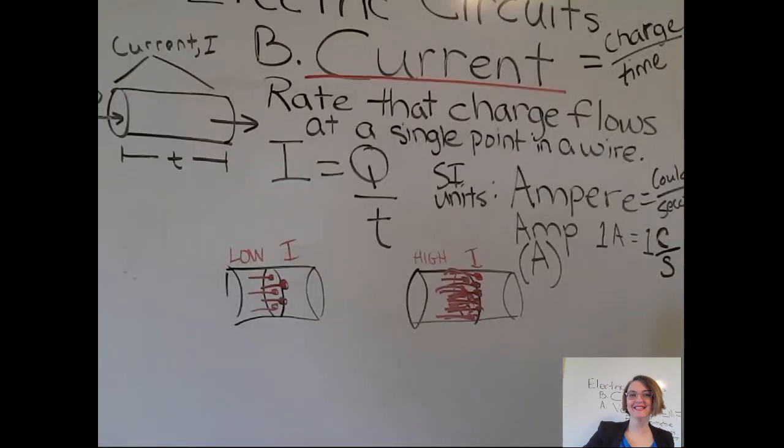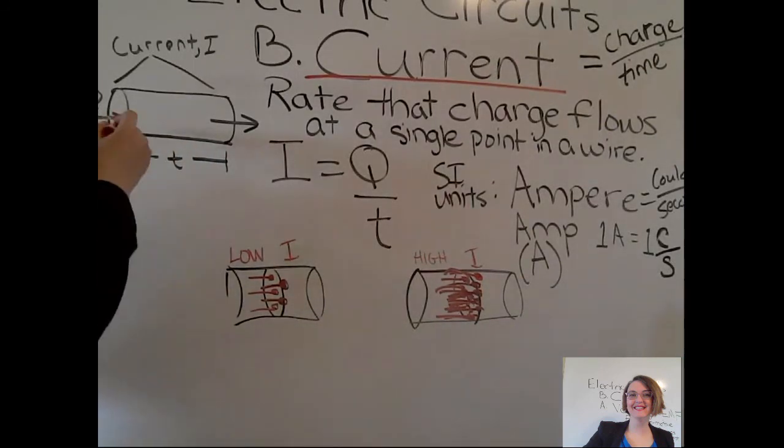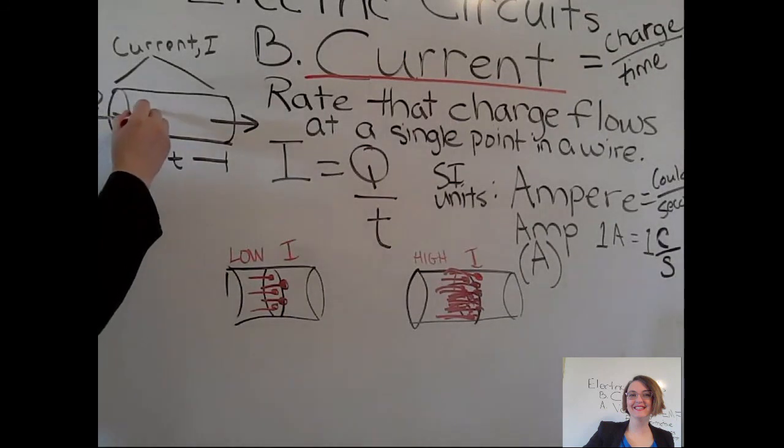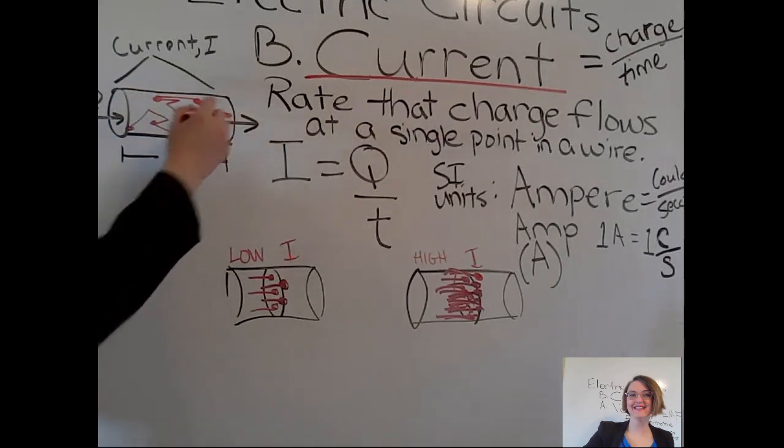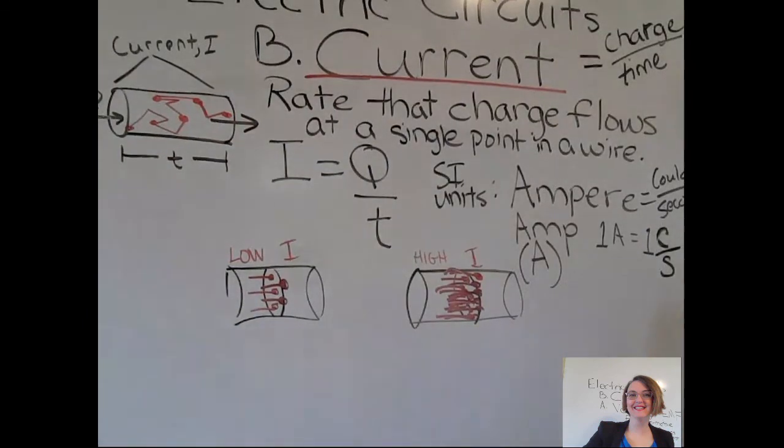Charge drifts through the wire rather slowly. It flows at a rate of about 1 meter for every hour. So here I have a diagram, and I want to show you what I mean by the fact that it drifts slowly. If you represent the charge in the wire with this line here, it zigzags. For every 2 steps forward, there are 3 steps backwards. So it zigzags through the wire. We call that the drift speed of the charge.